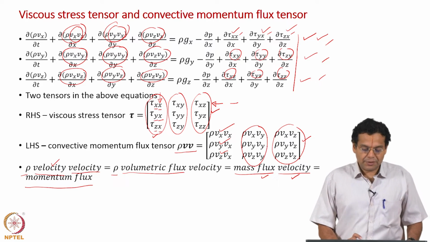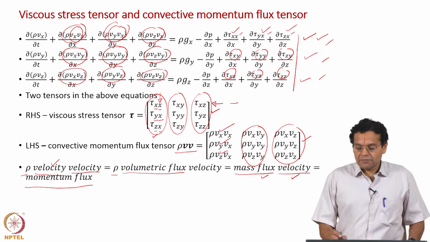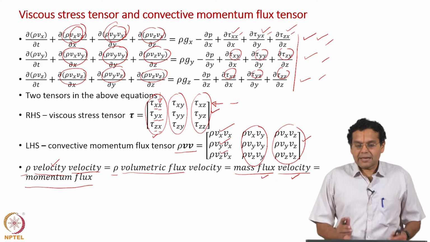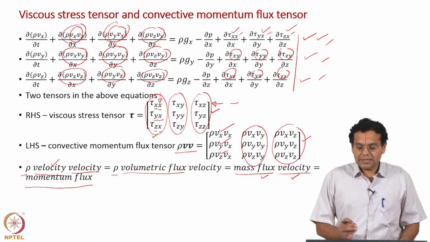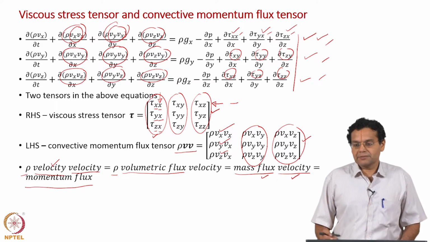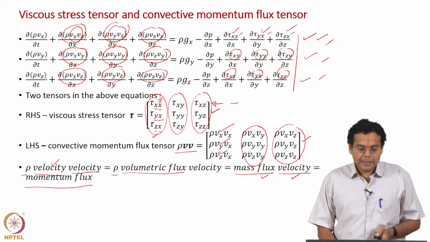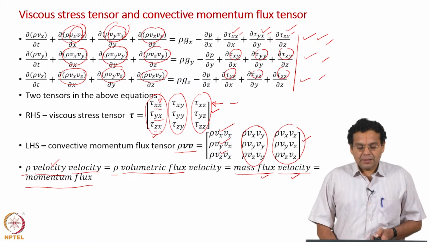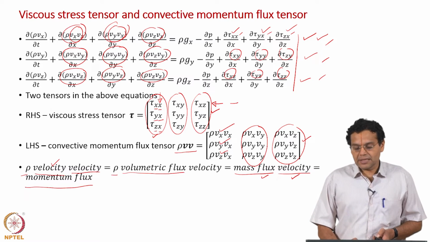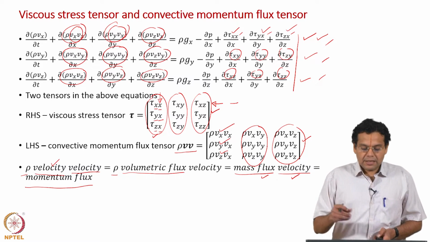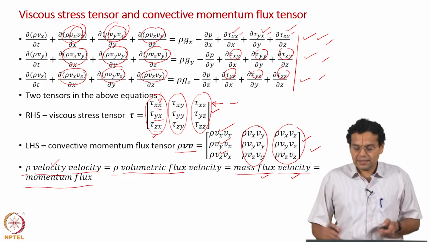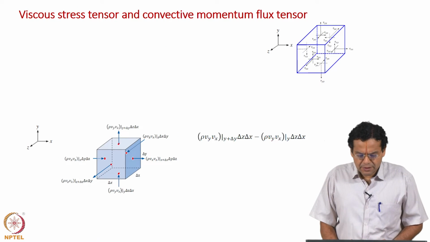Now, next, why is it a tensor? Obviously, each term is associated with a pair of directions. We have Vx Vx, Vx Vy, Vx Vz, and that is what we will discuss in the next slide. We know that the stress tensor is a tensor because it has 2 directions. We will compare these 2 tensors in the next slide and will also understand why this matrix is a tensor.